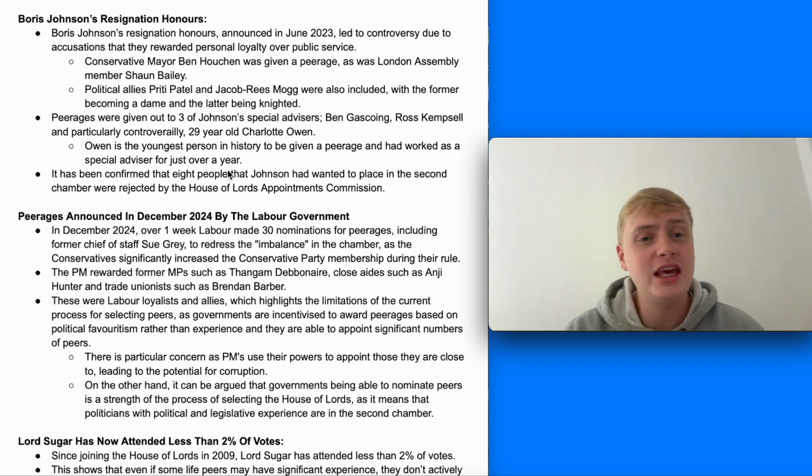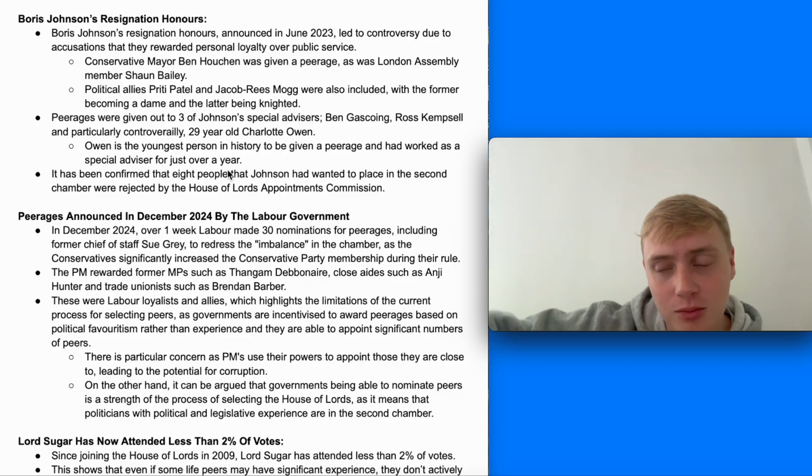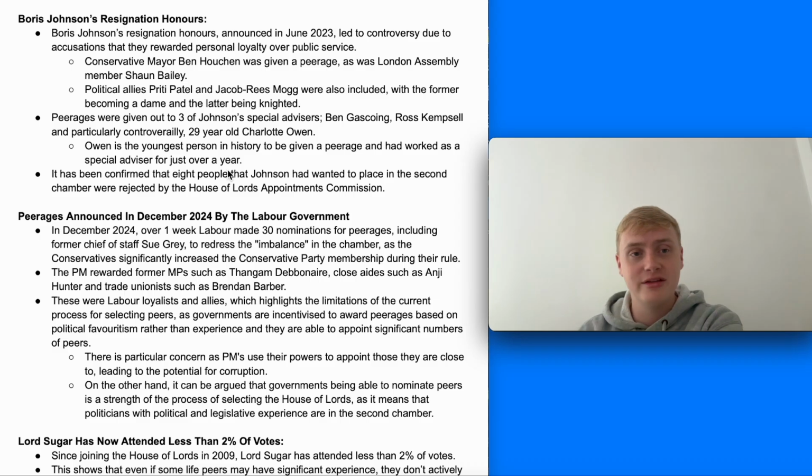For example, some key allies such as Priti Patel and Jacob Rees-Mogg were made members of the House of Lords, whilst peerages were also given out to three of Johnson's special advisors, showing they were political appointments linked to loyalty to a Prime Minister.